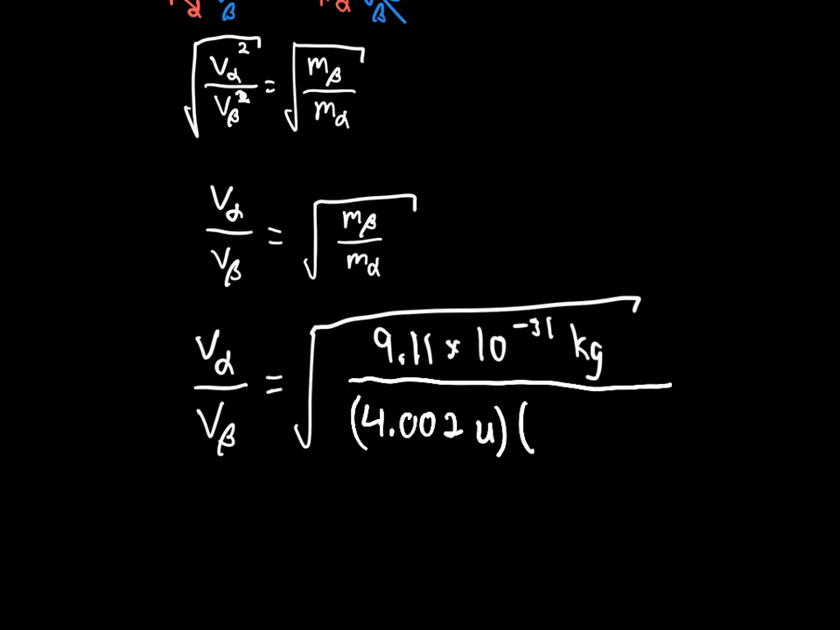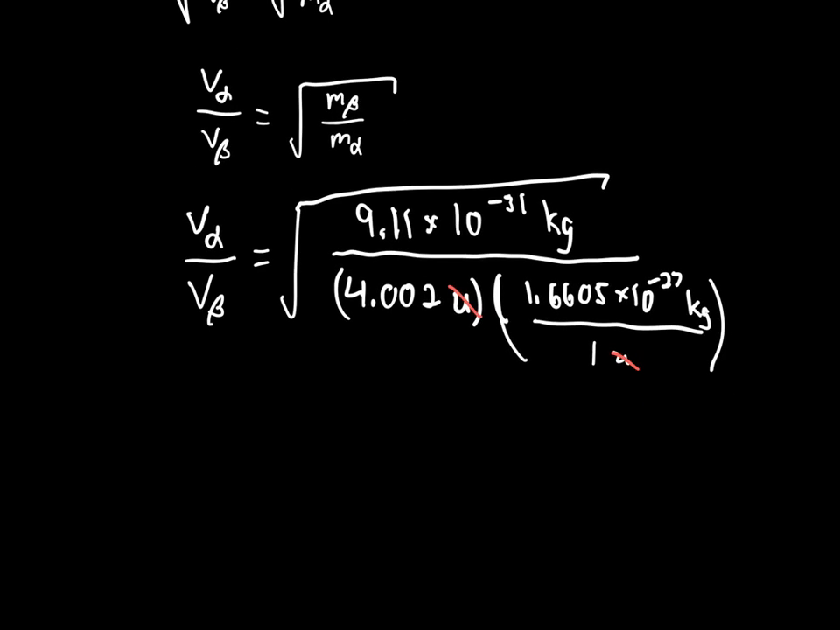Now we take this AMU, and do we want the mass in AMUs? Can I divide kilograms by AMUs? No. What do I need to convert that into? Kilograms. So there's a conversion factor between AMUs and kilograms. That conversion factor is 1.6605 times 10 to the negative 27 kilograms in 1 AMU. So those U's cancel out. Plug and chug all your numbers in, and you should get V alpha over V beta is 1.17 times 10 to the negative 2.